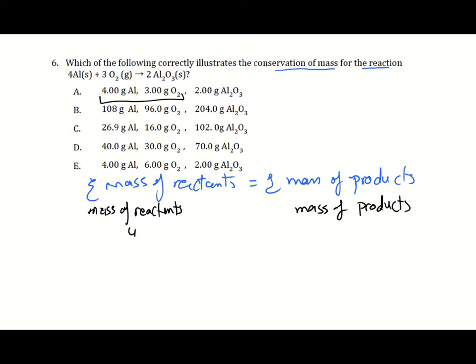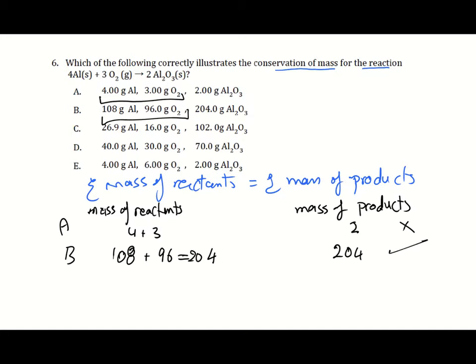Here 4, 3, and on the other side I have 2. So this is wrong. For B, we have 108 plus 96, and here we have 204. You recognize that now both sides, reactants and products, are equal, so B will be the correct value.